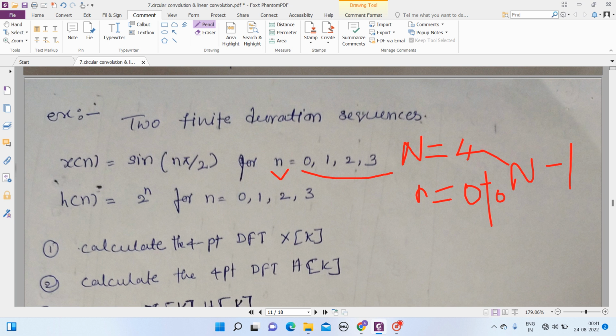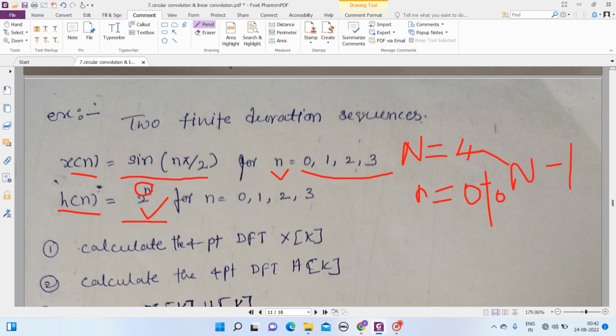Similarly, h of n. The function of h of n is 2 to the power of n. Here the small n varies between 0 to 3, right? Here they have not given the x of n and h of n sequences directly, not the direct values or sequences. They have given x of n and h of n as a function, right? In your exam, they may give it as a function in order to confuse you, right?